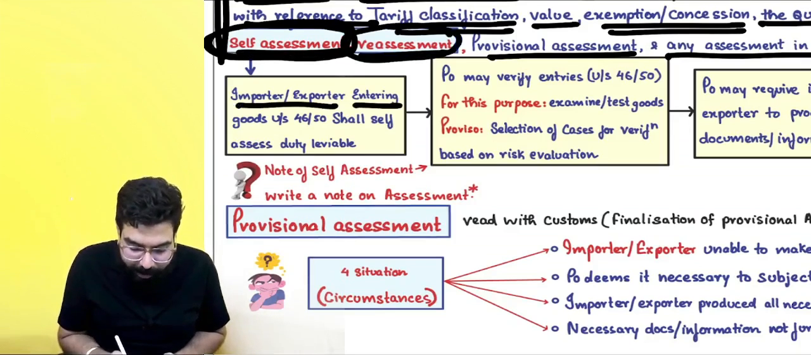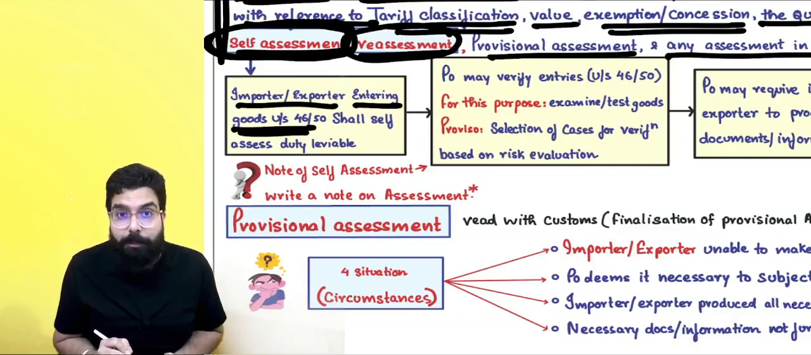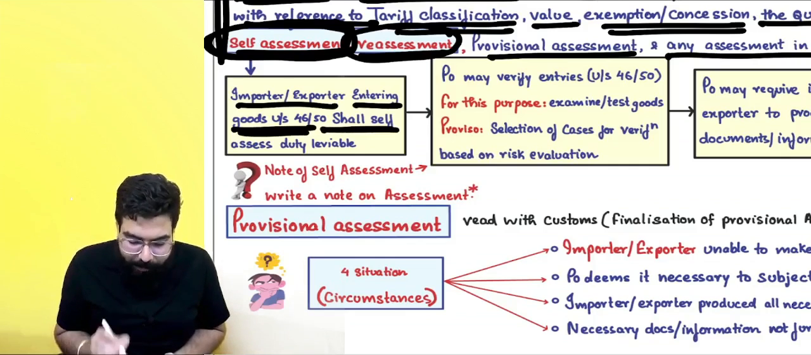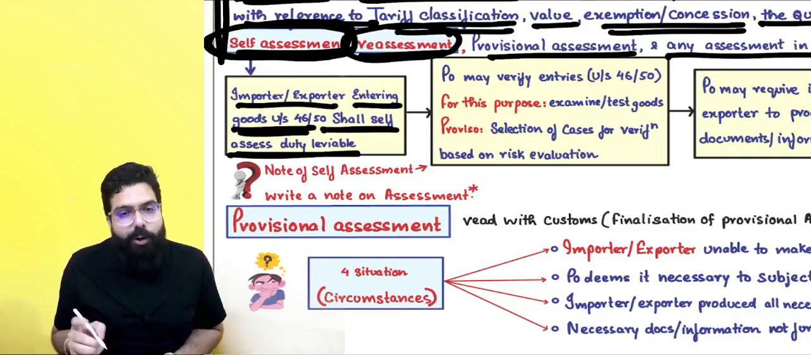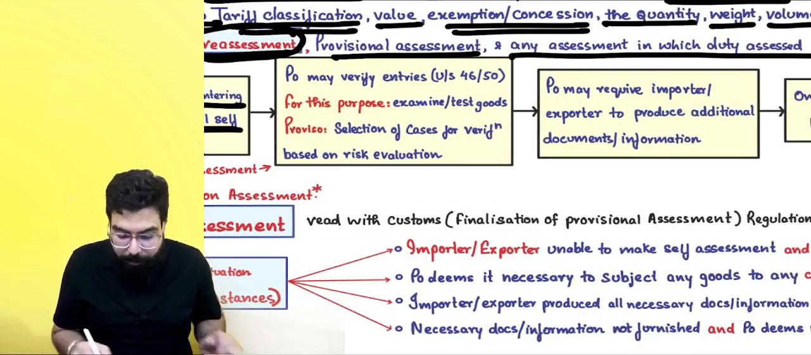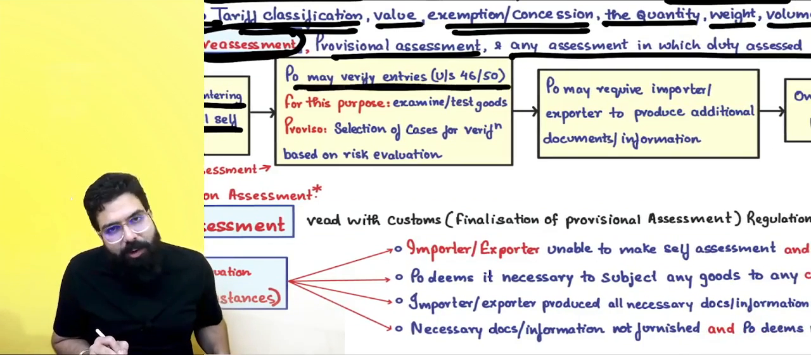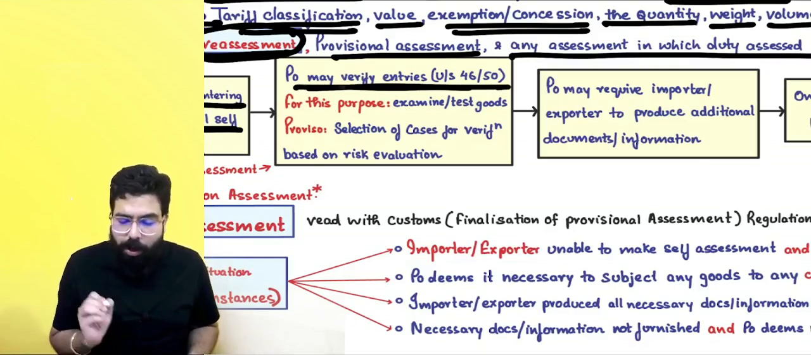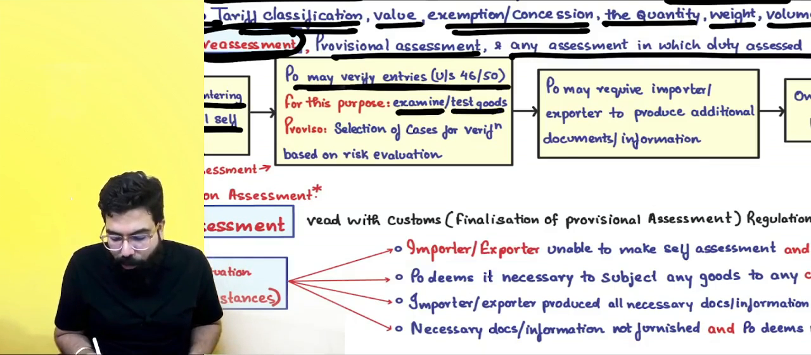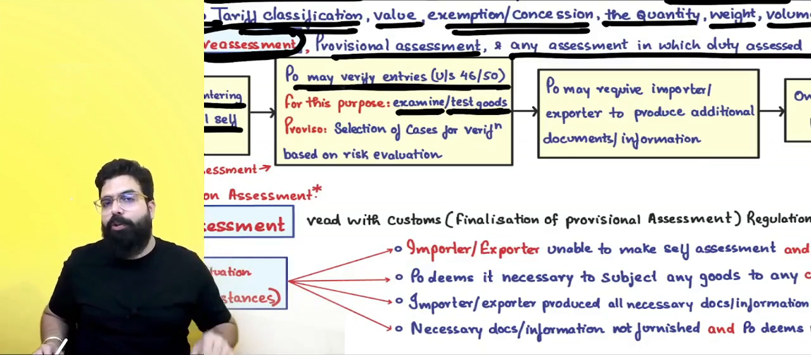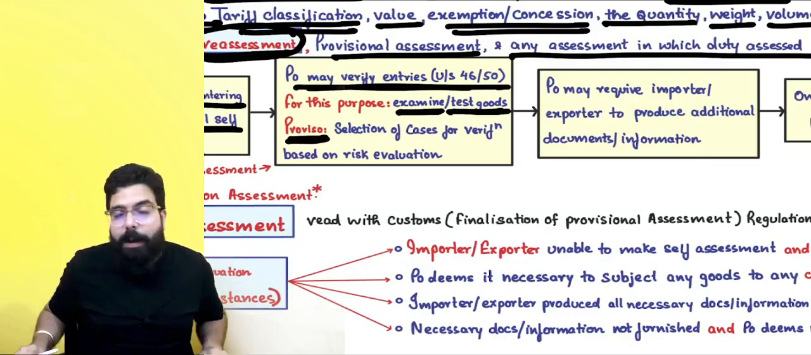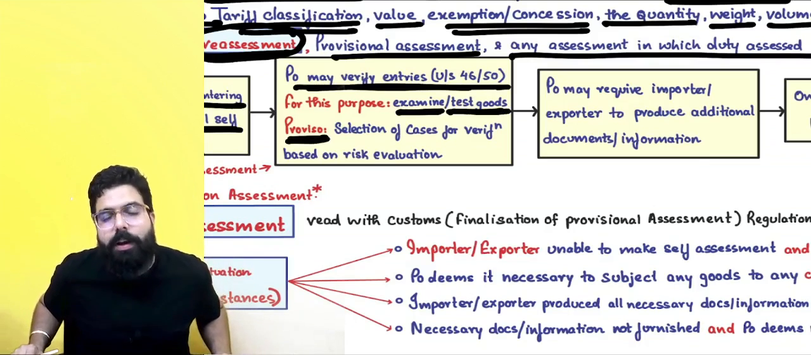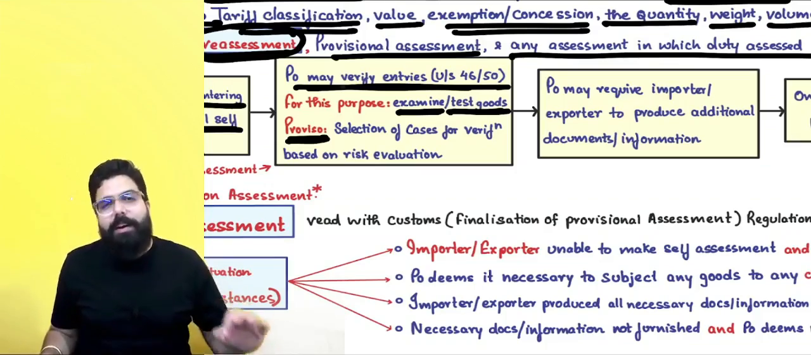An importer or exporter entering the goods under Section 46, which is the bill of entry or shipping bill, shall self-assess the duty. Once he does the self-assessment, the proper officer will do the verification. If the proper officer has any doubt, then he can examine the goods, or he can test the goods also. Always remember, examination or testing basically happens on the basis of risk evaluation.